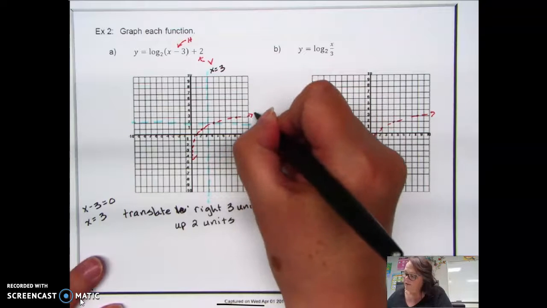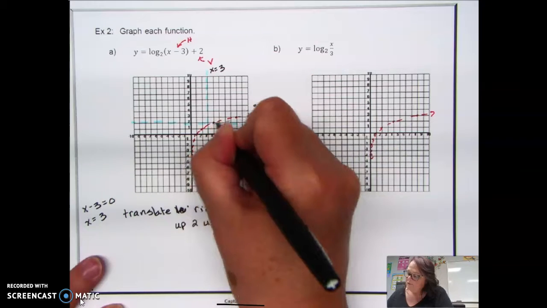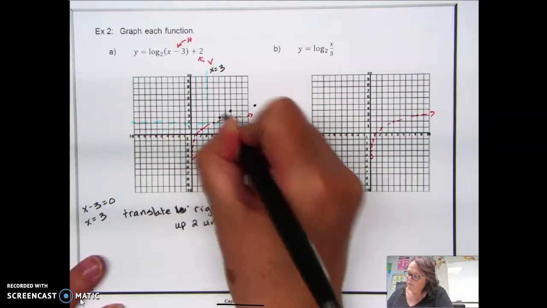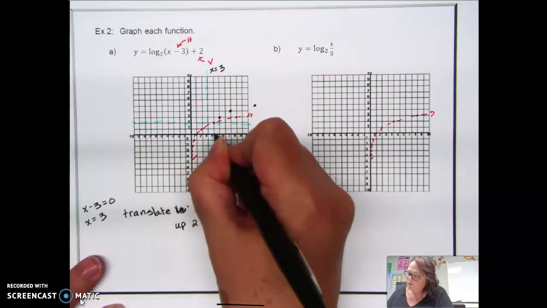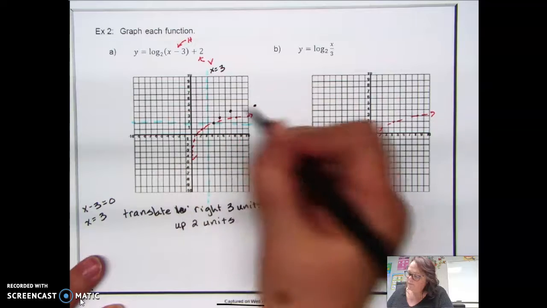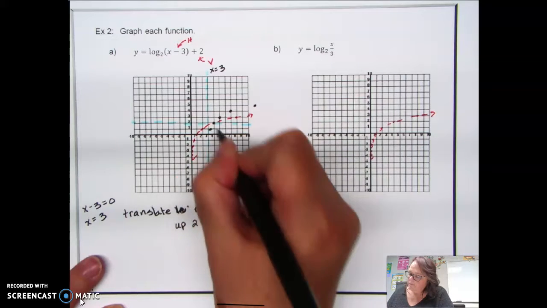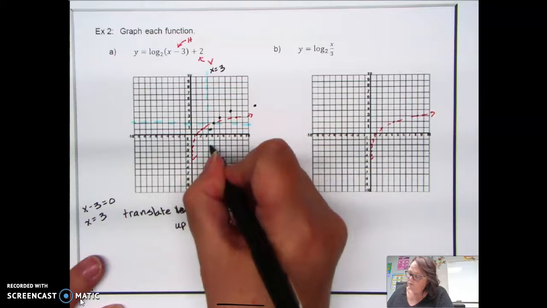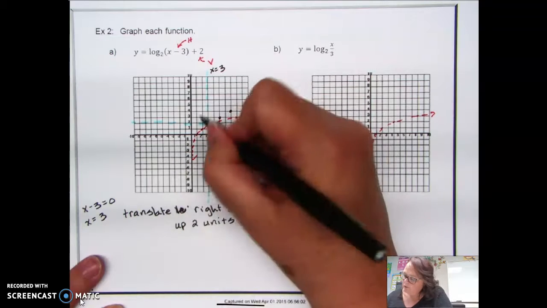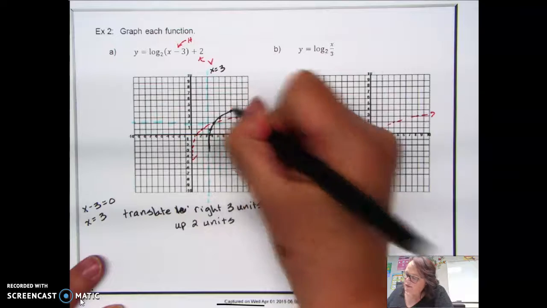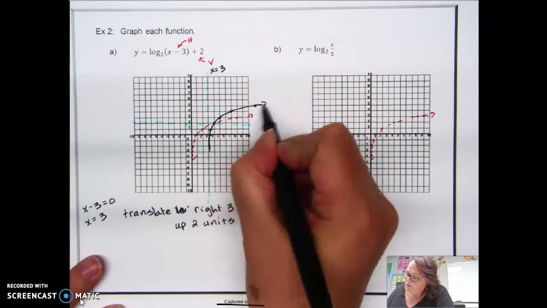So this is to the right 3 and up 2, to the right 3 and up 2, to the right 3 and up 2, to the right 1, 2, 3, and up 2, to the right 1, 2, 3, and up 2. And so you'll notice that that new vertical blue dash is my new asymptote of my function.